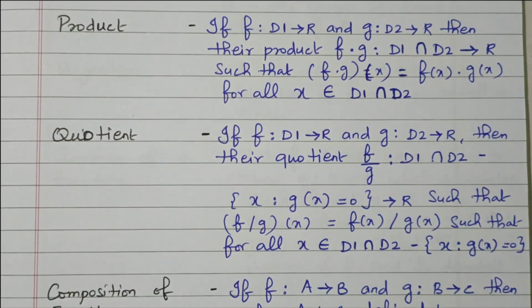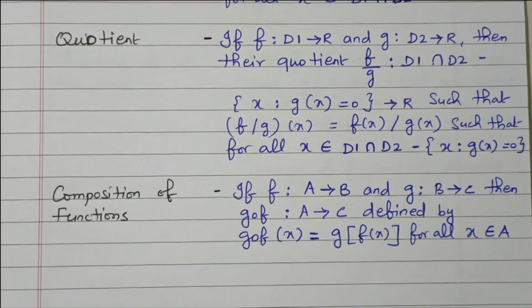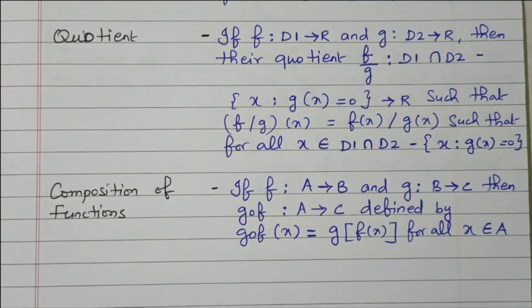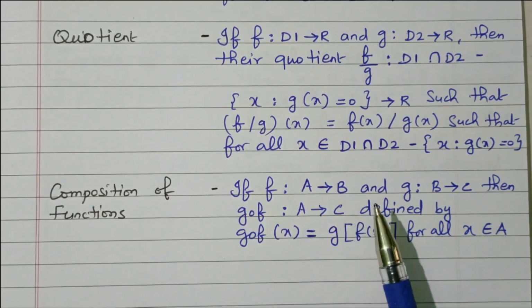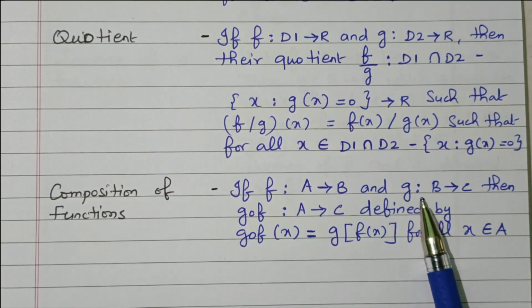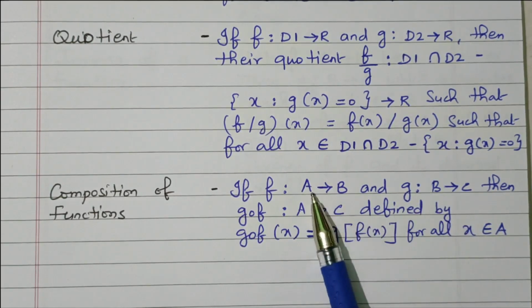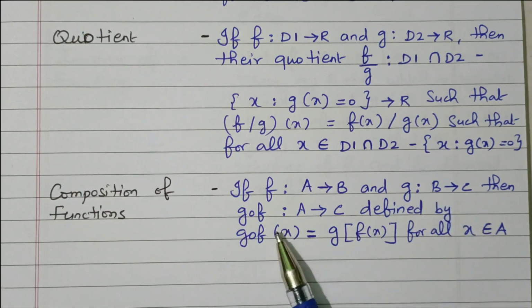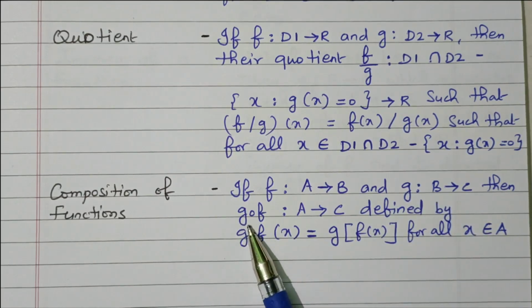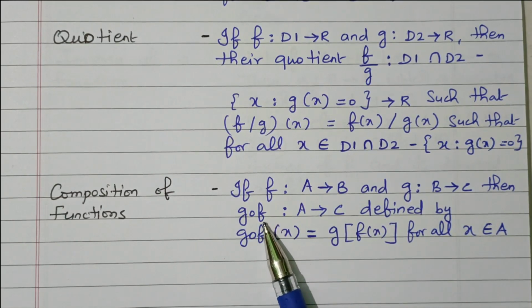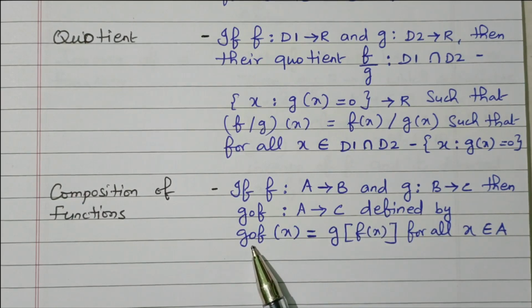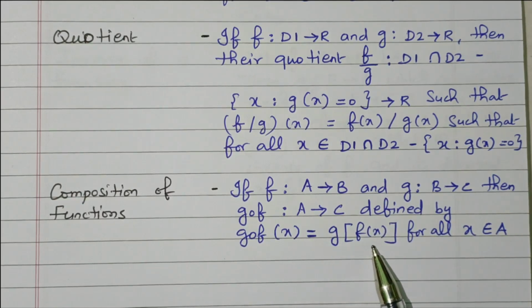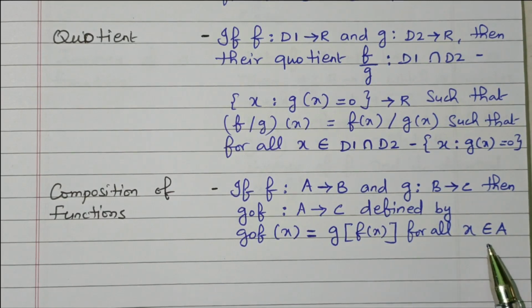Then we'll have one more term available, the composition of functions. If f is a function from A to B and g is a function from B to C, then the function g of f, from A to C, is defined by (g of f)(x) equals g(f(x)) for all x in A. Right? This is the composition of functions.